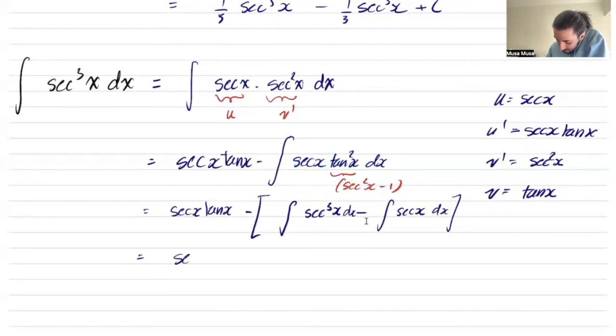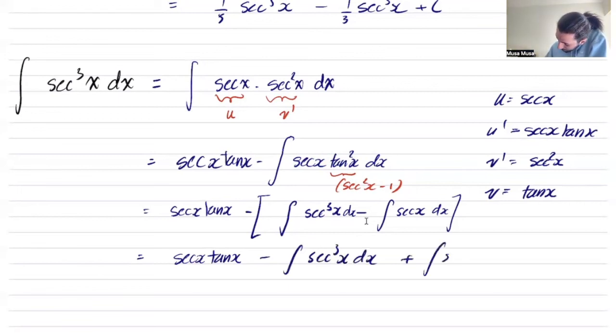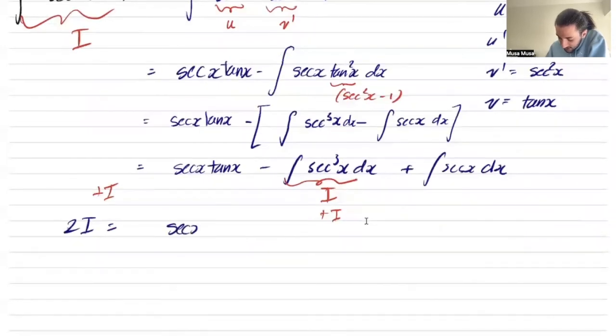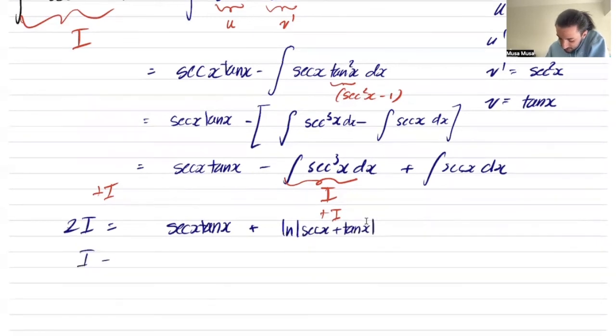Now, if I expand this, this here is like an integral, the same integral. So if I just add that to both sides, I get 2 of the integral that I want equals sec x tan x, plus the integral of sec x, which is just ln of sec x plus tan x. And then dividing both by 2.